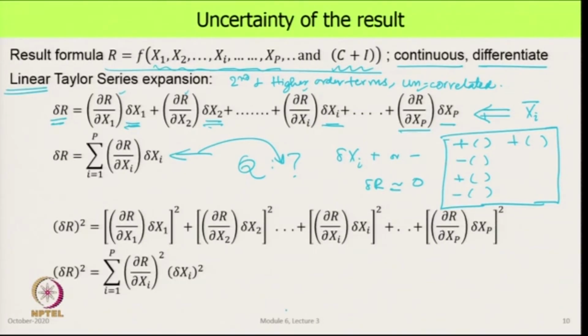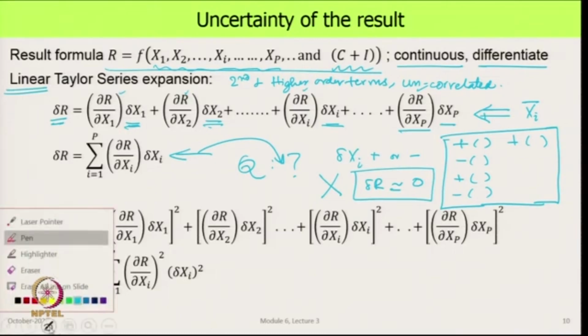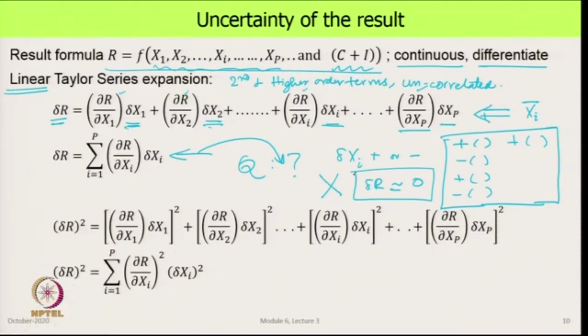So, we have a real strange situation where every measurement is in error, but there is no error in the result. So, that is completely unrealistic. So, this is something we cannot do, and so using this expression to calculate uncertainty in a result is not done.